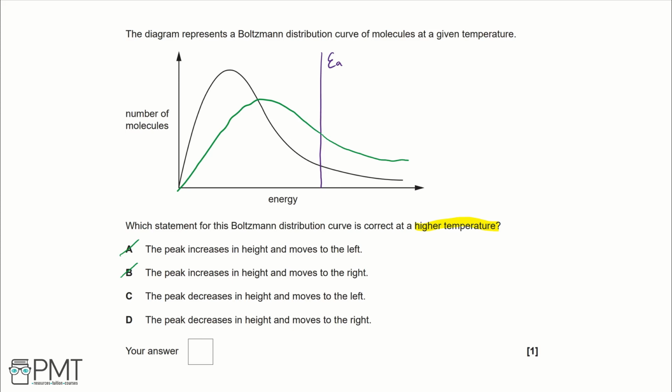And then we've got moves to the left and moves to the right. And as I've said before, we're moving to the right. So our answer is D. So to get the mark for this question, you need to write D in the answer box provided.